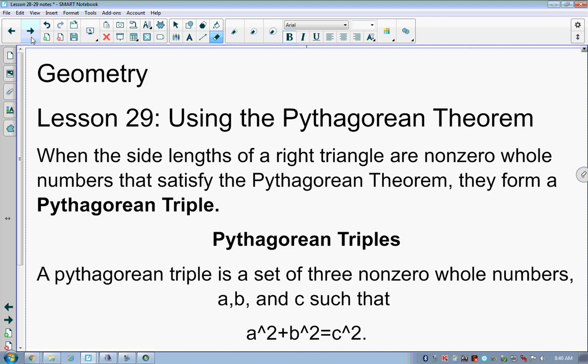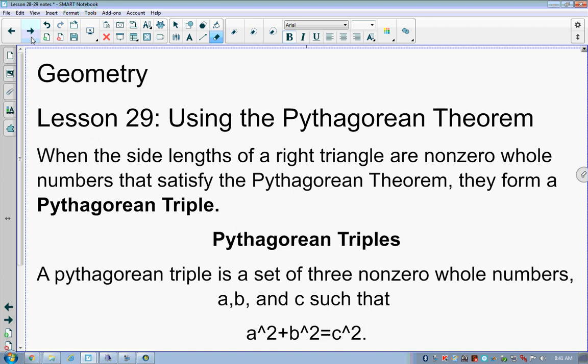Okay? All right, so looking at this, when the side lengths of a right triangle are non-zero whole numbers that satisfy the Pythagorean theorem, they form what we call a Pythagorean triple. So whenever I have 3 non-zero whole numbers, not decimals, not fractions, not radicals, that satisfy the Pythagorean theorem, meaning whenever I plug the 2 smaller sides in for A and B, I square them, they equal the square of the longest side. Okay? That's a Pythagorean triple.